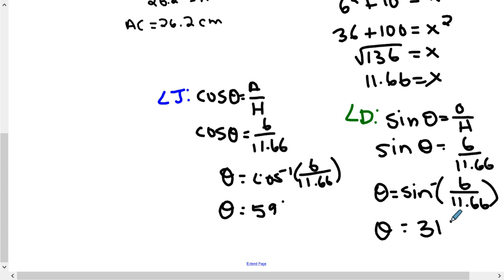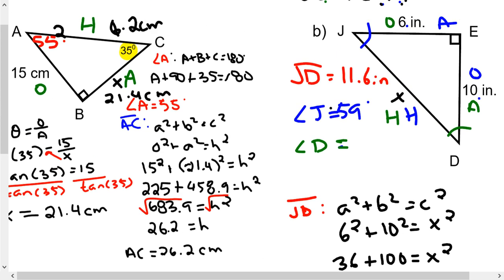As you can see, 31 plus 59 gets us to that 90, with the other 90 totaling us to 180. So we get 31 degrees. So many different ways we can solve a triangle now that we have all of these tools at our disposal. Just up to you which ones you're more comfortable with.